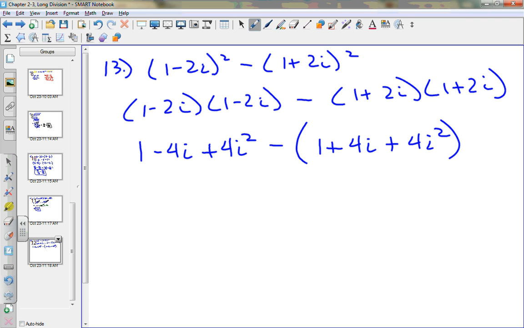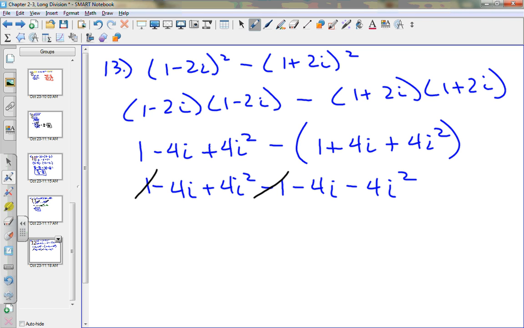So when I distribute this, oh wait, I distribute. Okay, so what happens? The 1's cancel out. And then I'm left with 8i, negative 8i. And then the 4i squared cancel out, and that's your answer.